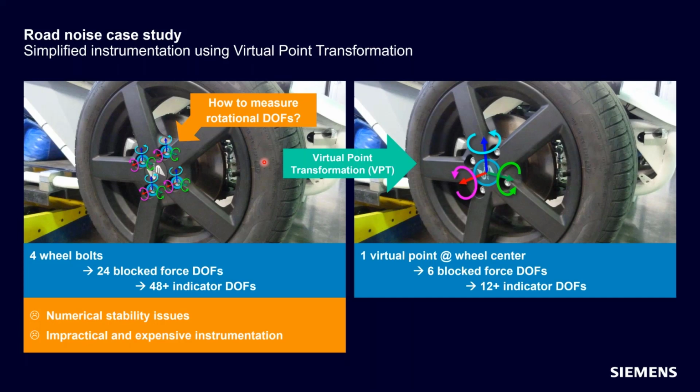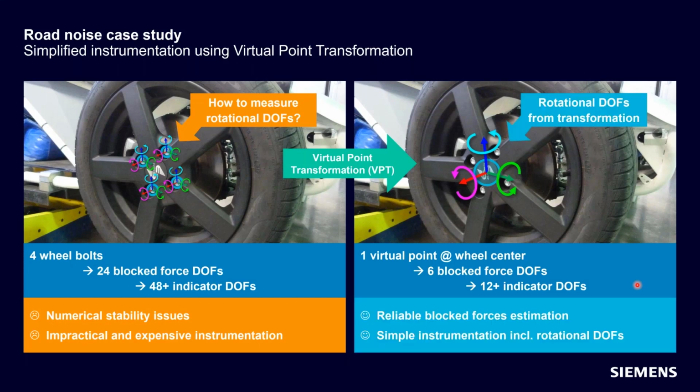Of course, I already gave the answer before, but it is quite important to realize how important the virtual point transformation is in the process of component-based TPA, because also here we will use that concept to simplify the connection interface from the wheel to the wheel hub to a single 6 degree of freedom point at the wheel center. The simplification is quite huge, because instead of 4 wheel bolts, I just have 1 virtual point, which means only 6 degrees of freedom to be estimated for the blocked forces and moments. And in terms of indicator measurements, I only need at least 12, which is much easier to do. An additional benefit is that because VPT is a geometrical transformation, these rotational degrees of freedom will be automatically estimated as part of the transformation process. So it's not just simplifying the connection, but it's also delivering more valuable information, because I also get my rotational degrees of freedom.